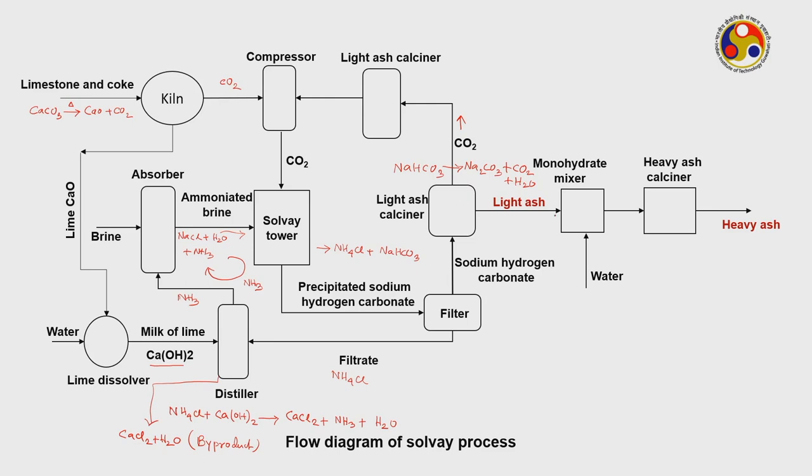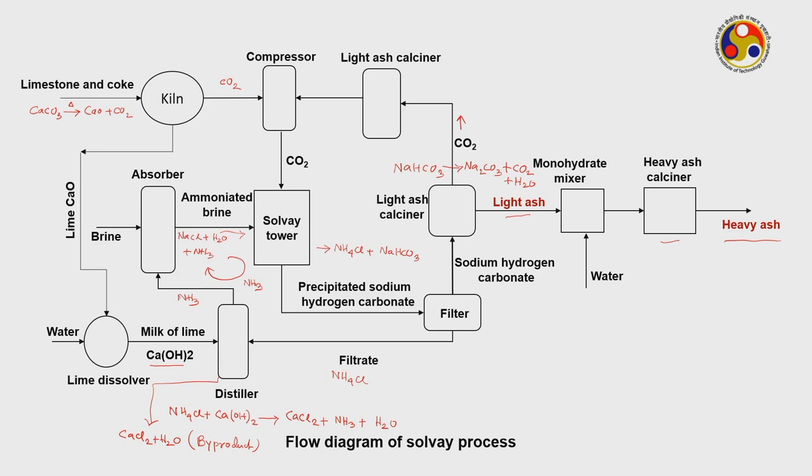Carbon dioxide you send up. Light ash you move ahead and go with the monohydrate mixer. Add water, you make fine crystals. Then you do a calcination and remove the water molecules. This is called the heavy ash. So light ash is formed here. When you add water and monohydrate mixture and do a calcination, you get heavy ash. So you have light ash and heavy ash formation.